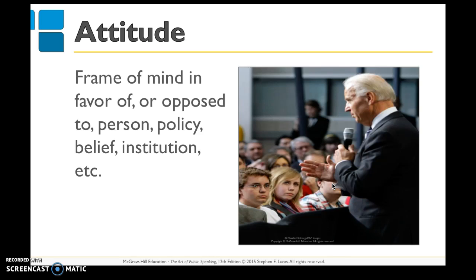Our attitudes are the general evaluations we give on people, ideas, objects, events, and they're based on our beliefs and they guide our actions. So really, it's our frame of mind. Are we in favor of something or are we not? Are we opposed to something or are we not? This could be people, policies, beliefs, institutions.